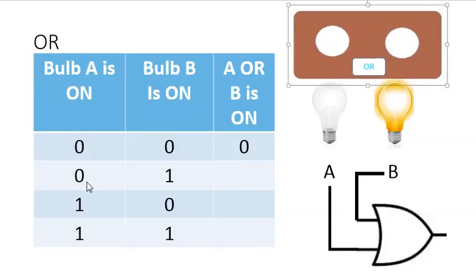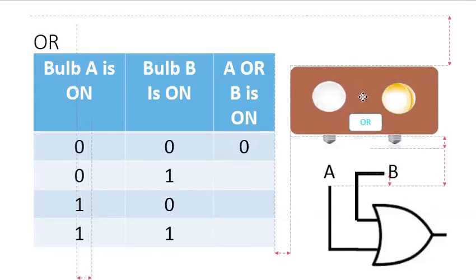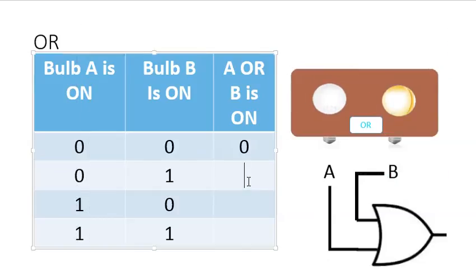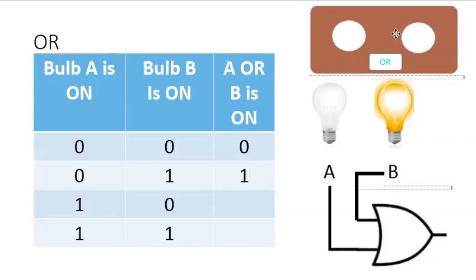We now move on to permutation number 2. Bulb A has remained off. Bulb B is now on. Looking at it through the perspective of my OR goggles, A or B is on. It's true, because B is on. One of them is on. A or B is on. OR means is one of them. And, remember, AND means is both of them.